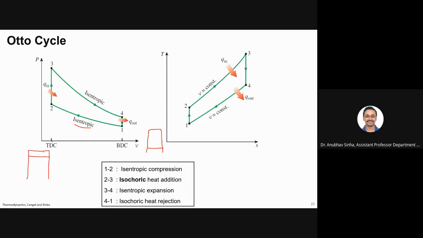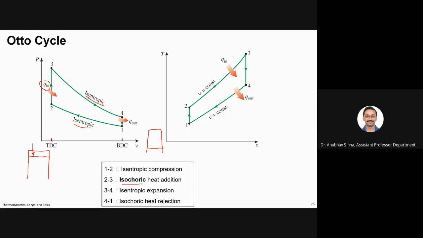Now at the top dead center, I say that we add heat at constant volume. So this is constant volume heat addition, and because you are heating, the pressure will increase from 2 to 3. This is isochoric or constant volume heat addition. Now the third step is that we allow it to expand, again from TDC to BDC, and this is done isentropically. If you don't allow heat transfer, then it will be adiabatic, and if the adiabatic process is reversible, we call it isentropic. So isentropic expansion from TDC to BDC is the next step.